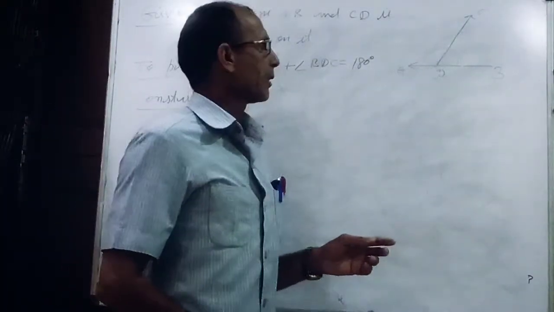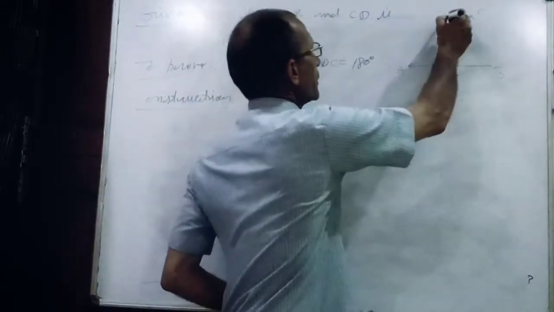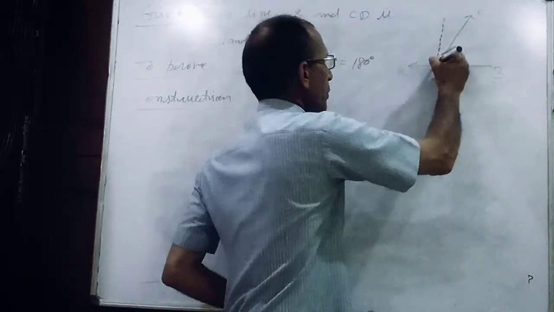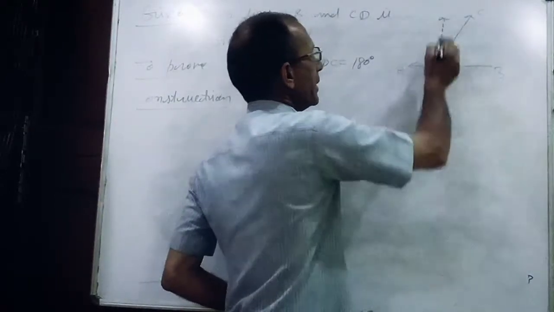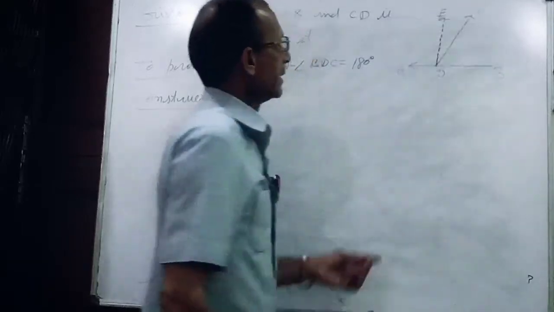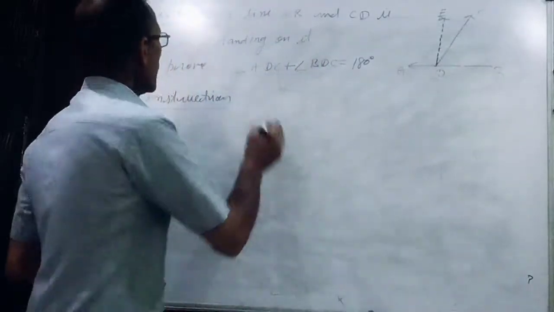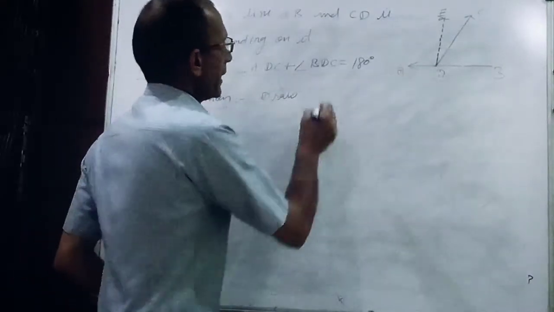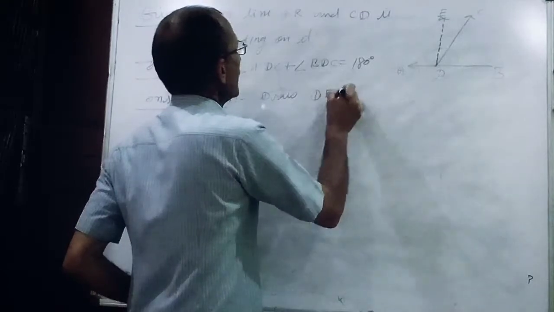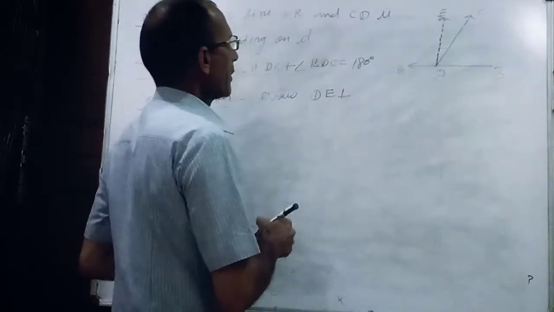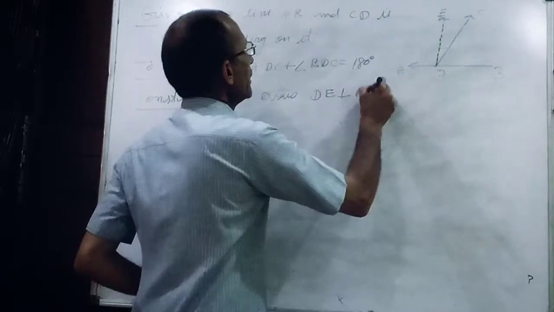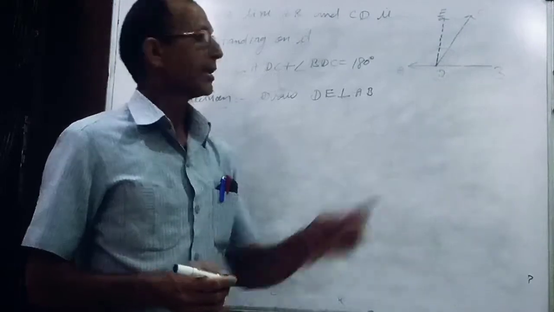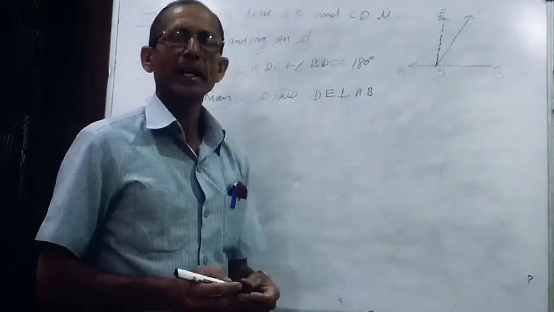Draw DE perpendicular to AB. Construction will always be in dotted lines, because it is not given. So draw it dotted. Construction: draw DE perpendicular to AB. Understood? I constructed DE perpendicular to AB.